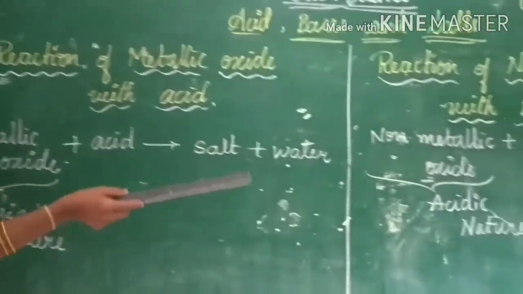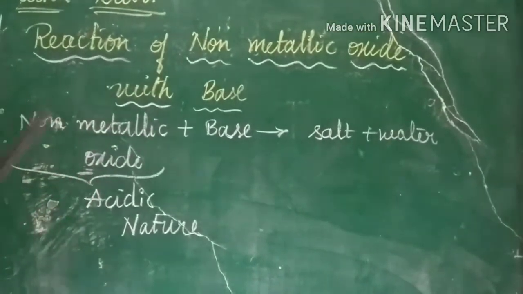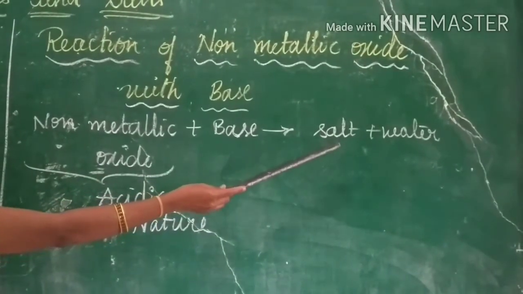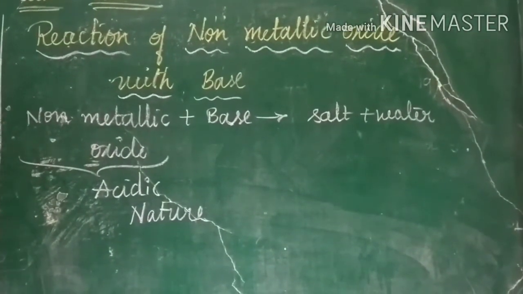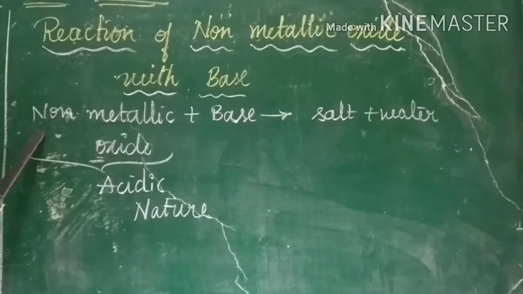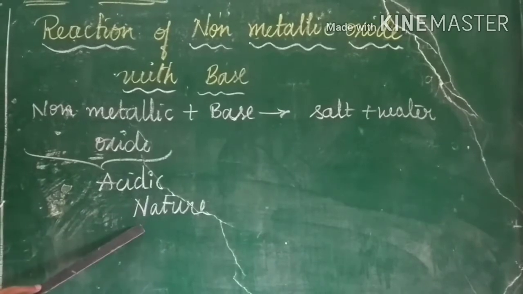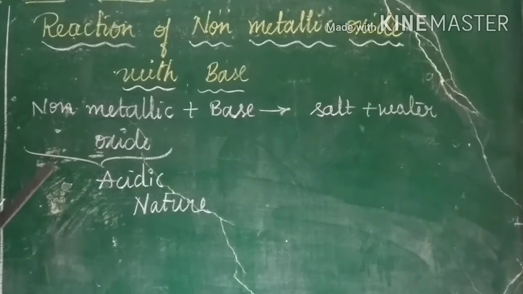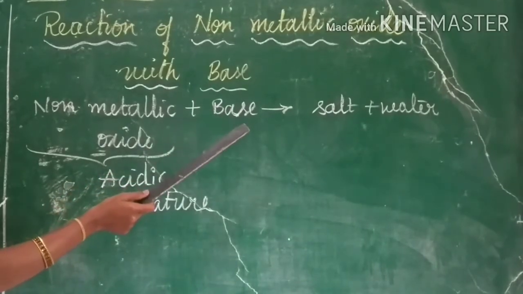Next, we go to the reaction of non-metallic oxide with base. Non-metallic oxide reacts with the base and produces salt and water. Here also recall the neutralization process. When an acid reacts with a base, it produces salt and water. Here, non-metallic oxide acts as an acid. It shows acidic nature. All non-metallic oxides are acidic in nature. When non-metallic oxide reacts with a base, it produces salt and water.